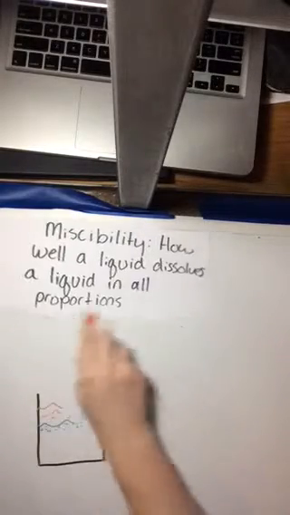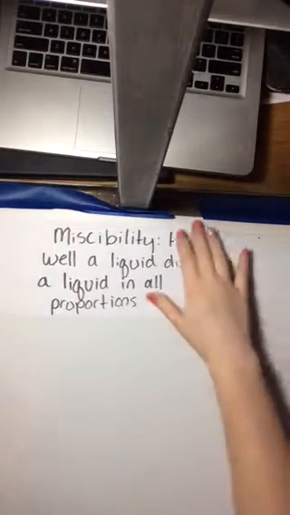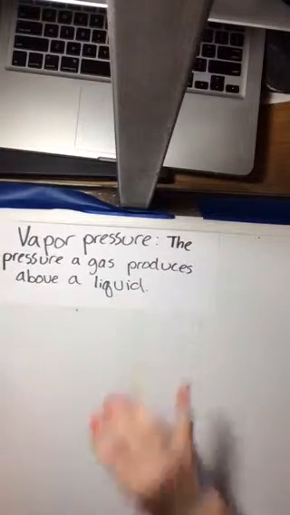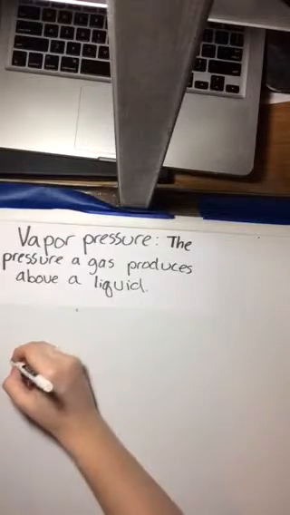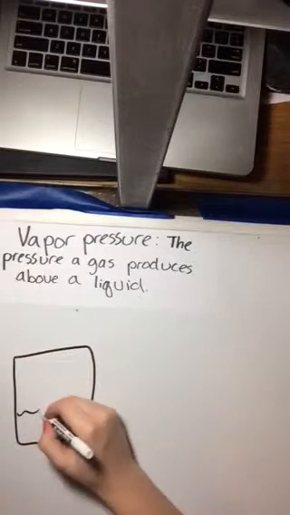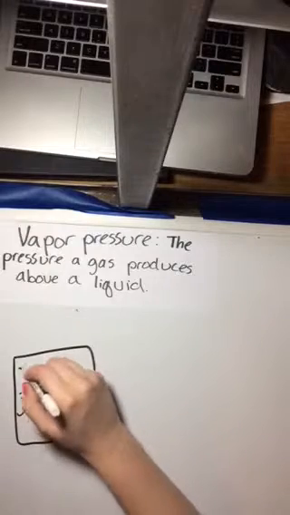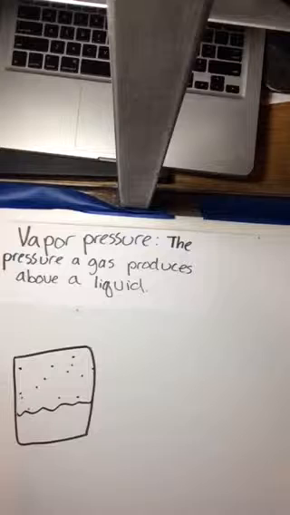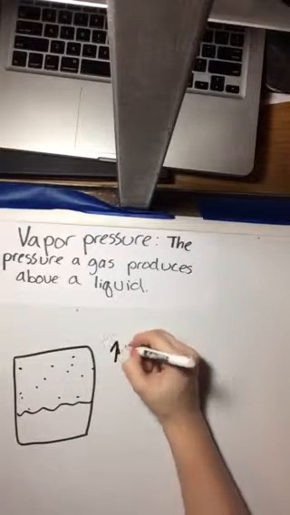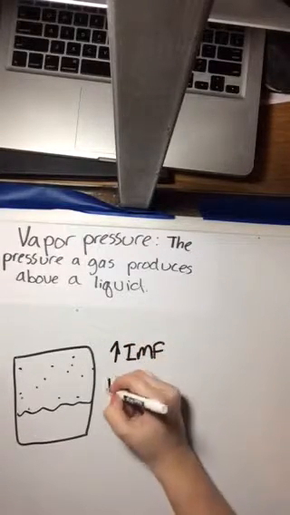Next one is vapor pressure. Now this is just the pressure of a gas above a liquid. What that means is, say you have a container and it's closed off, and you have some liquid in there, and the liquid is sort of evaporating and producing some gas. The vapor pressure in there is just how many collisions are happening. So you increase the number of collisions, you increase the pressure. Now the thing about this is the higher the IMFs, the lower the pressure.